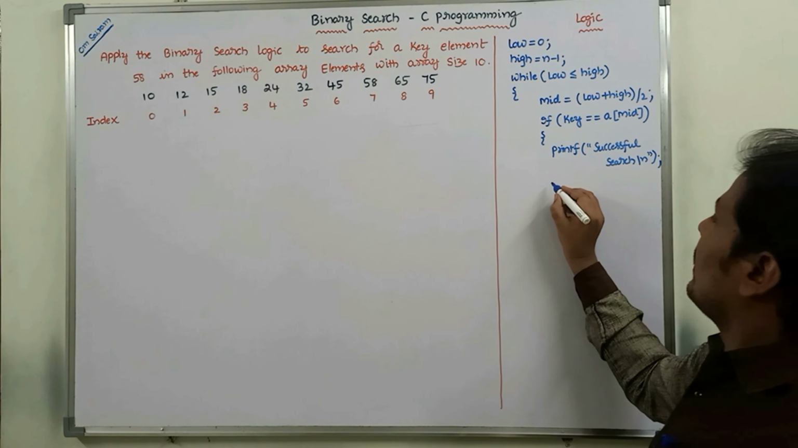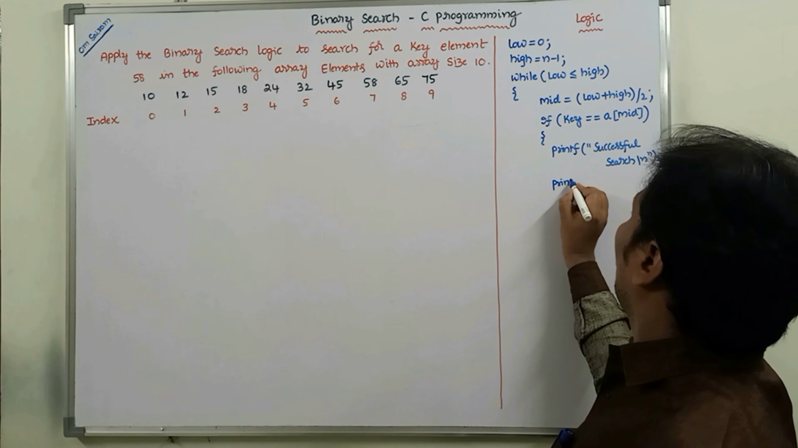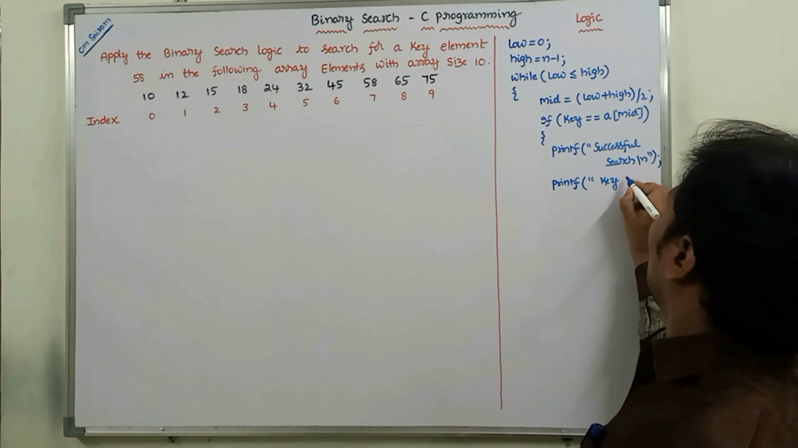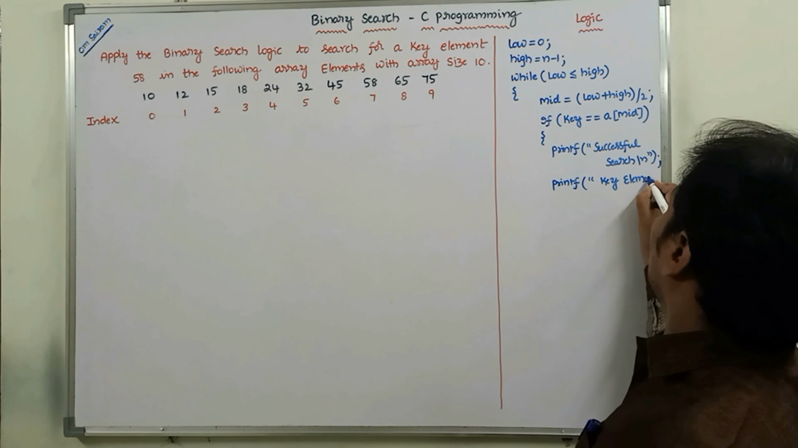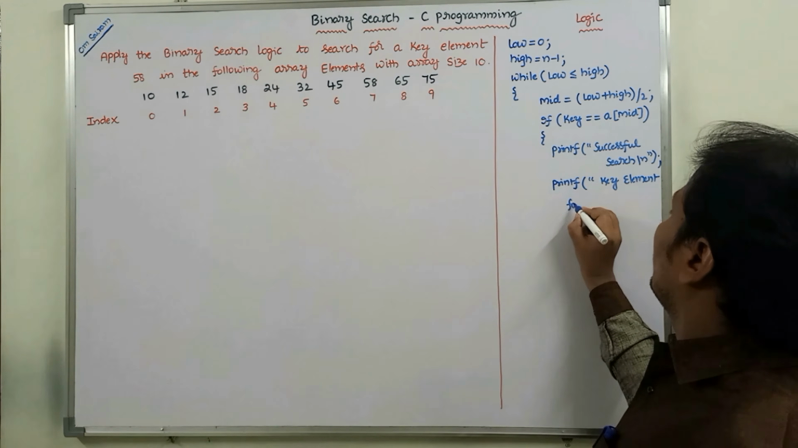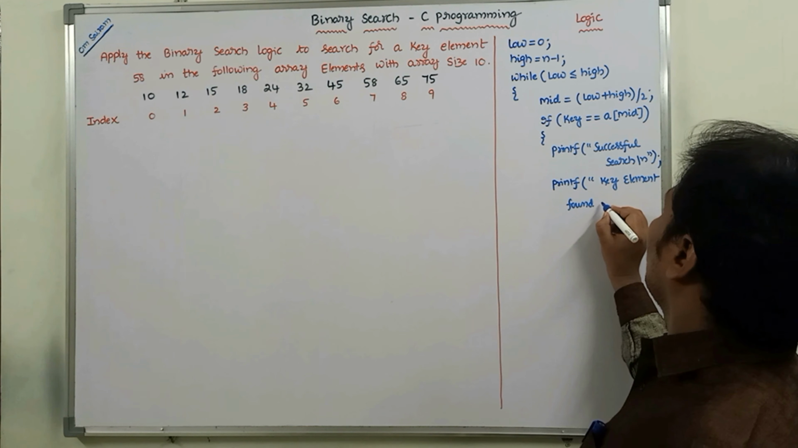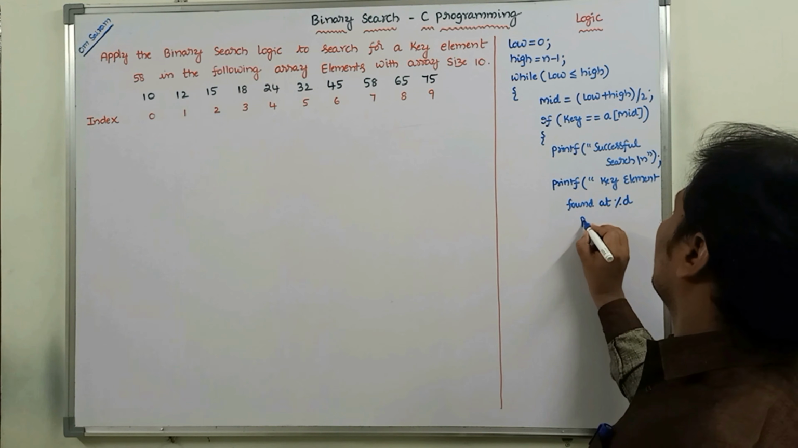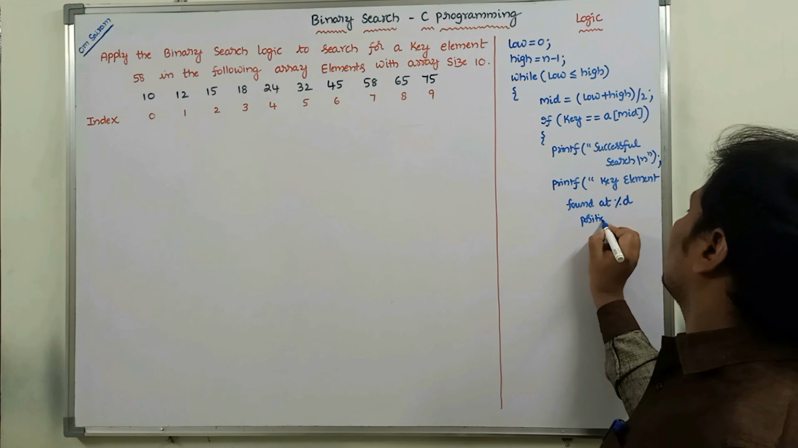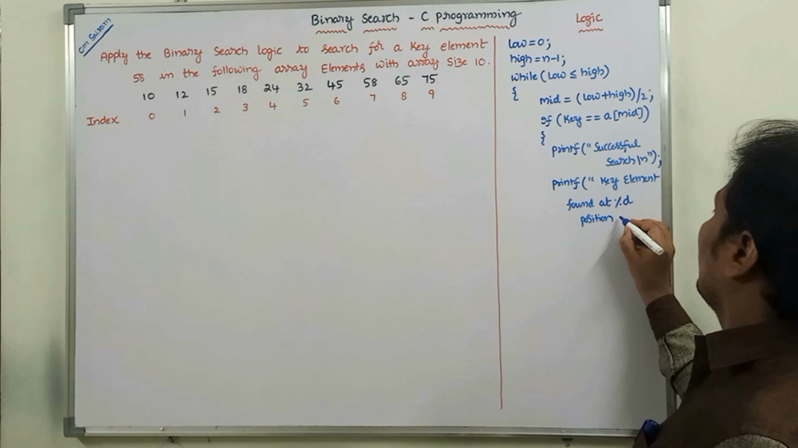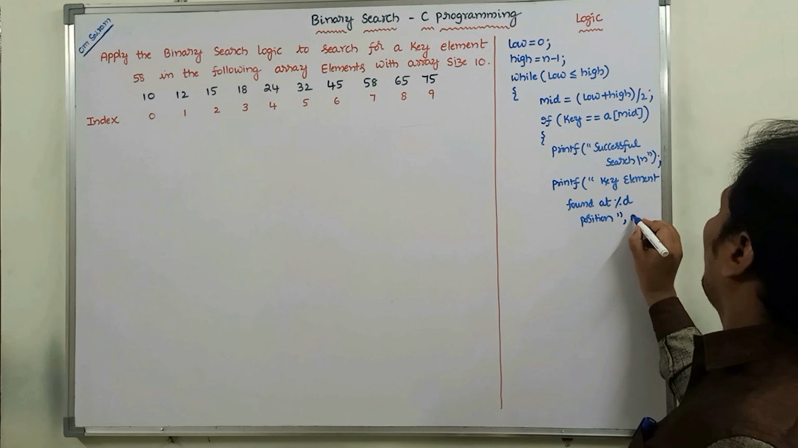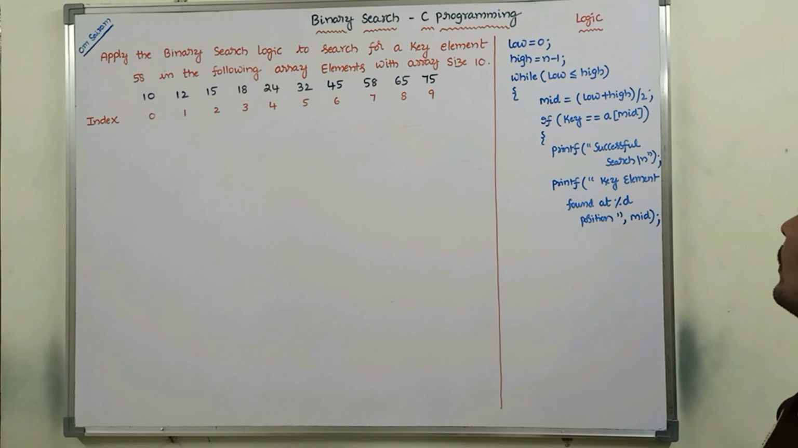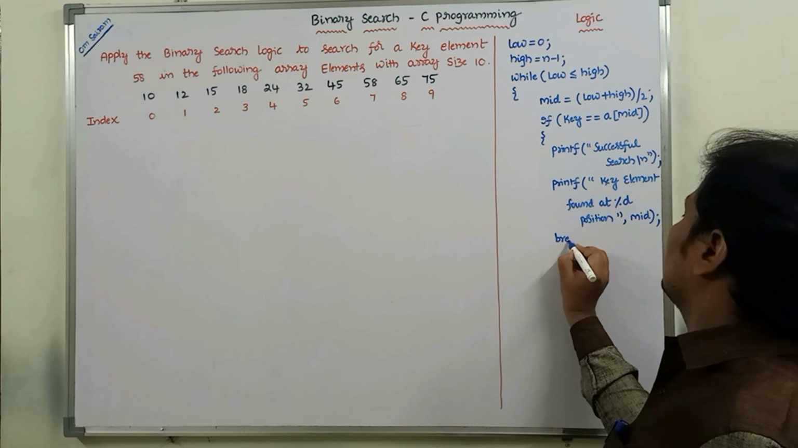Okay. Next one is printf key element found at %d position. Key element found at %d position. So double quotes and comma mid value. Key element is found at mid value. Okay. Next one, after that, break.